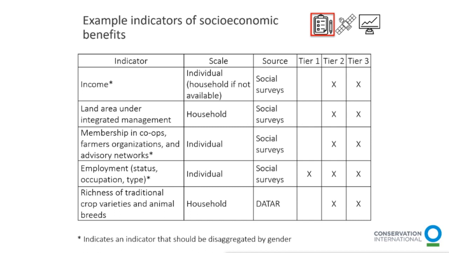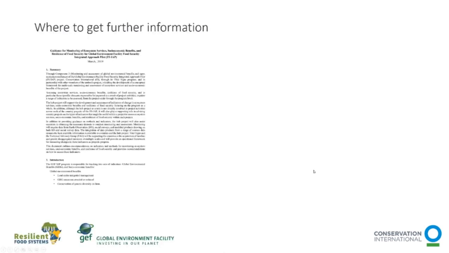So I've gone now through a number of examples of indicators for assessing resilience of food security, socioeconomic benefits, and ecosystem services. Of course, this is a very quick presentation though. Where can you go to get further information? As I mentioned already, there is a guidance document available on how to monitor ecosystem services, socioeconomic benefits, and resilience of food security, particularly in the context of the Resilient Food Systems Project. But this information could also be much more broadly relevant as well.